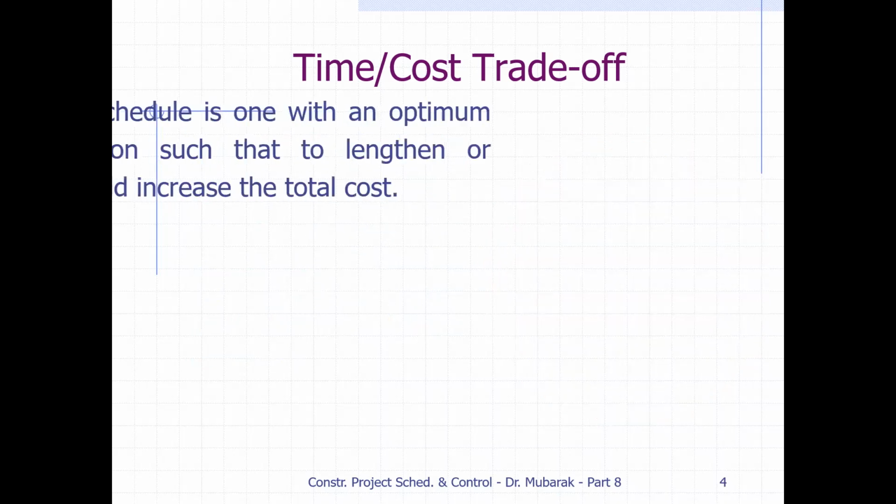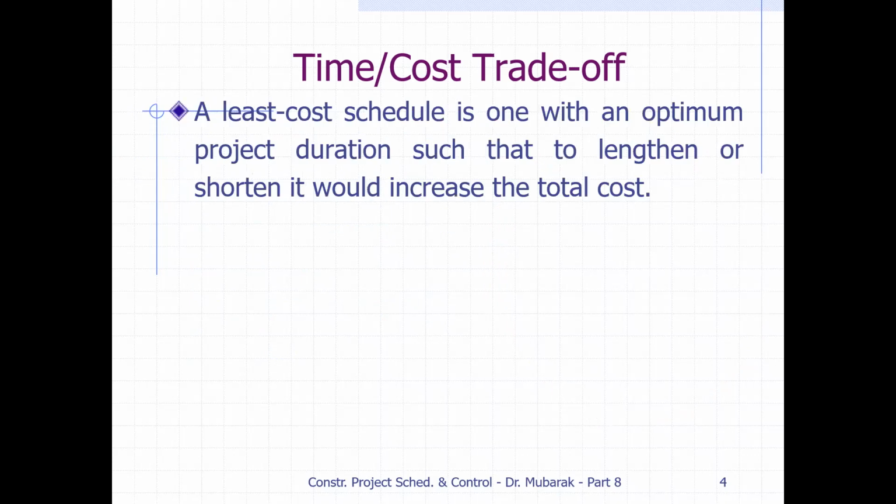So let's move forward with the simple thing, time cost trade-off. Whether we are going to give importance to the time or to the cost, how are we going to trade these things? A least cost schedule is one with an optimum project duration such that to lengthen or shorten it would increase the total cost.